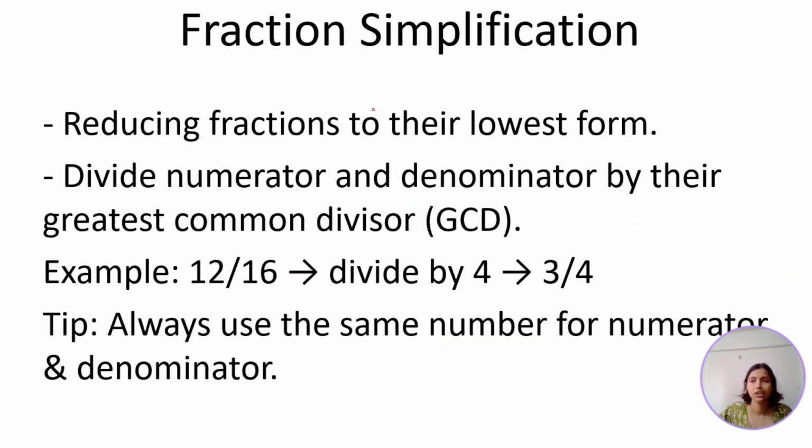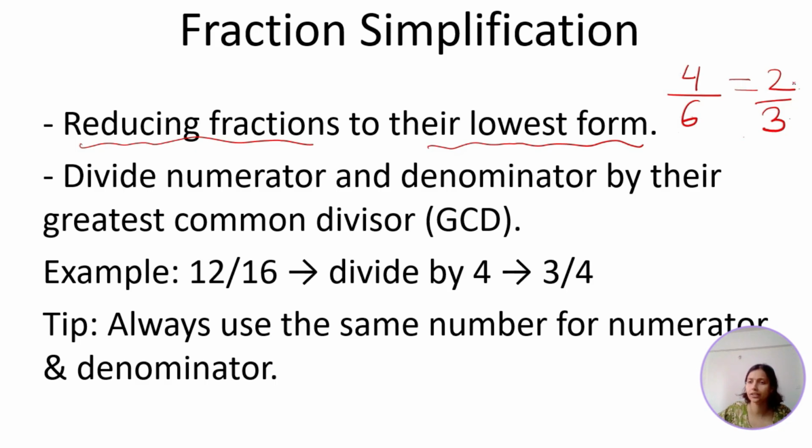Next topic is fraction simplification. Fraction simplification means reducing the fractions to their lowest form. So what does it mean? So suppose I have a fraction 4 by 6 and I know that 4 and 6 have a common factor 2. So even if I divide by 2, the numerator and denominator, the value will not change. So 4 by 6 is equivalent to 2 by 3.